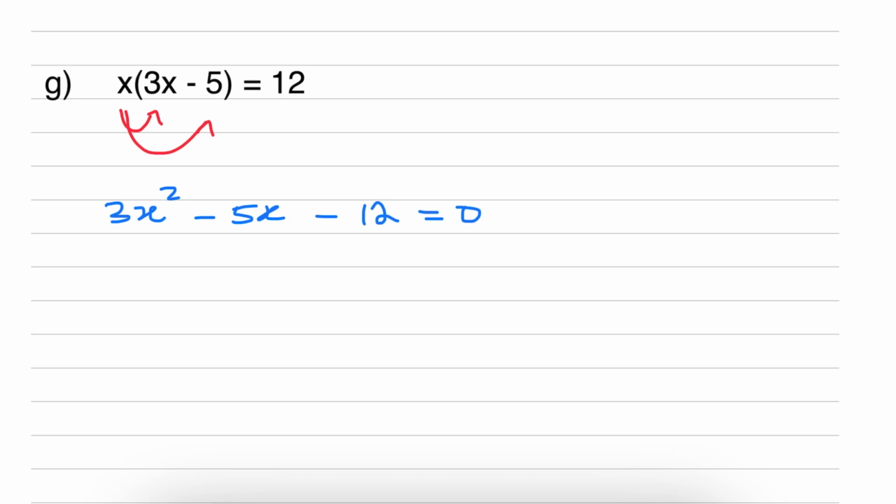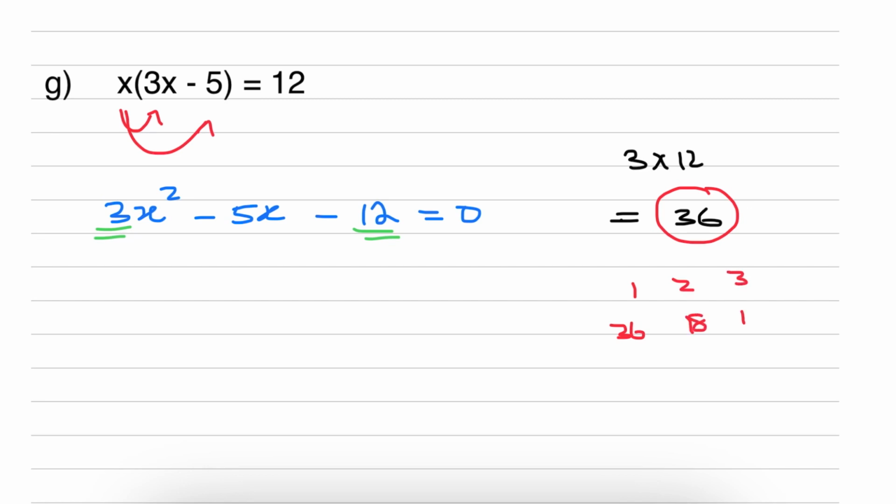Okay, now let's factorize the same way by multiplying the 3 with the 12. And 3 times 12 is 36. Now let's write out the factors for 36. Okay, so it's 1 and 36, it's 2 and 18, that's 3 and 12, that's 4 and 9, and it's also 6 and 6. Okay, so here's quite a few factors. Remember, these factors need to subtract in order to give us -5.